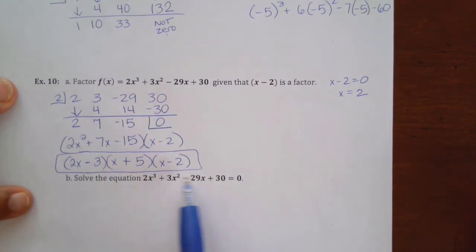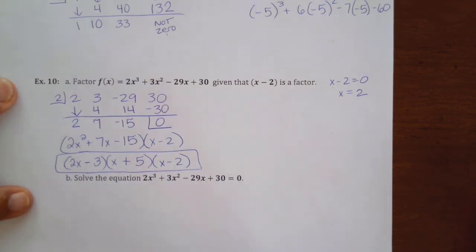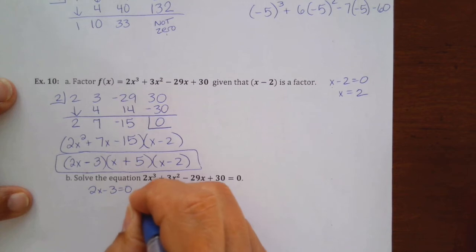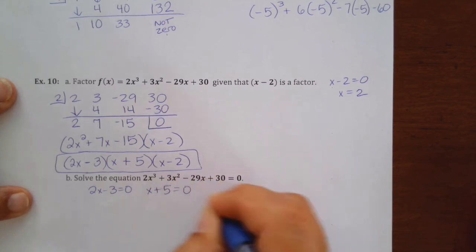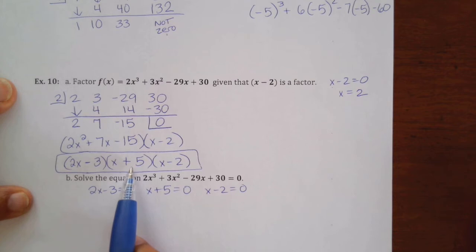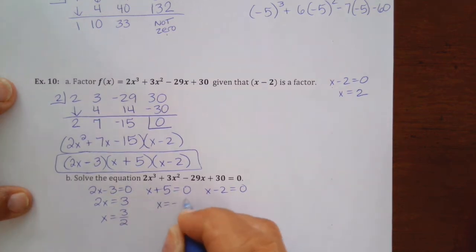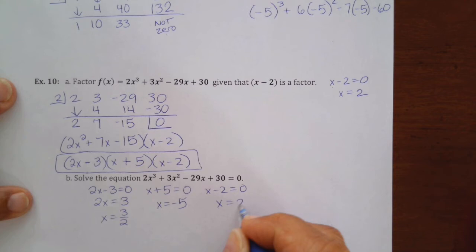All right, so now it says to solve this equation. Same equation. Well, once I have the factors, I just set each factor equal to 0, and I'll get my answers. All right, so set each of those factors from above. Set this equal to 0, this equal to 0, that equal to 0. So this first one, I'll get 2x equals 3, so x is 3/2. This I'll get negative 5, and the last one I'll get positive 2.